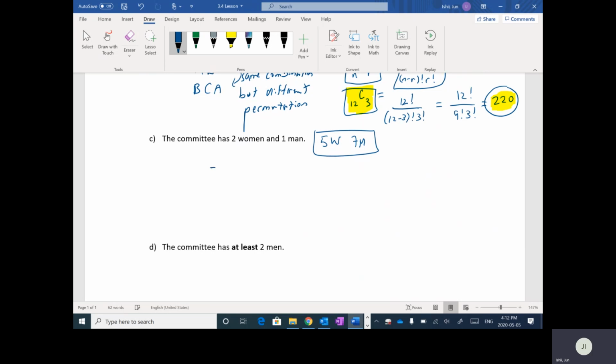So the answer here is going to be there's 5 women to choose from, so 5 choose 2. And then there's 7 men to choose from, and we want to just choose 1. So there's 7 choose 1 ways of choosing the 1 man. There's 5 choose 2 ways of choosing the 2 women. And then to get the answer in general, what we're going to have to do is multiply these together. So it's going to be 5 choose 2 times 7 choose 1.